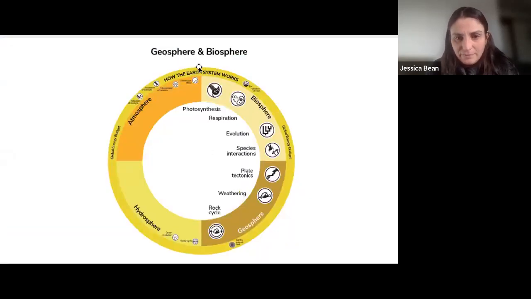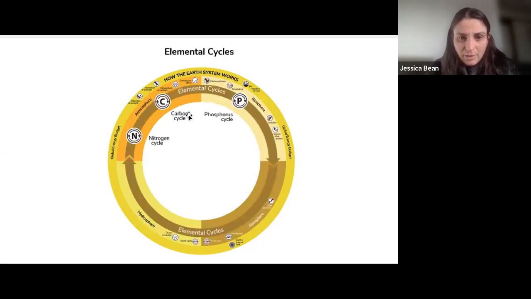And then we can turn our attention to the biosphere and the geosphere. So processes like photosynthesis and respiration, evolution, species interactions, right, ecology. And then within the geosphere, we have our rock cycle and plate tectonics. We've also called out weathering here, specifically because of its role in the long-term carbon cycle and atmospheric CO2 levels. We can then connect the spheres through elemental cycles like carbon, nitrogen, and phosphorus.